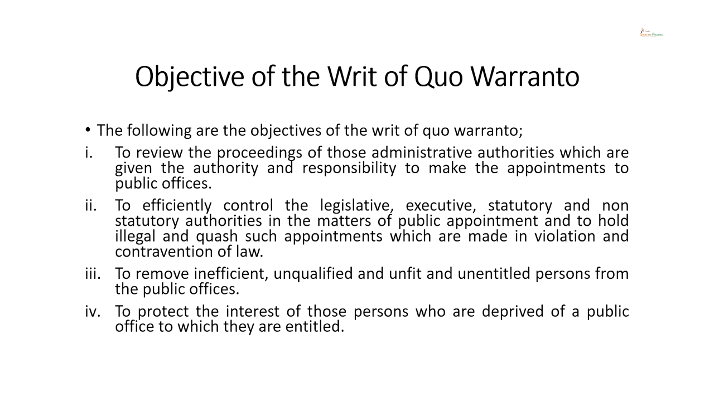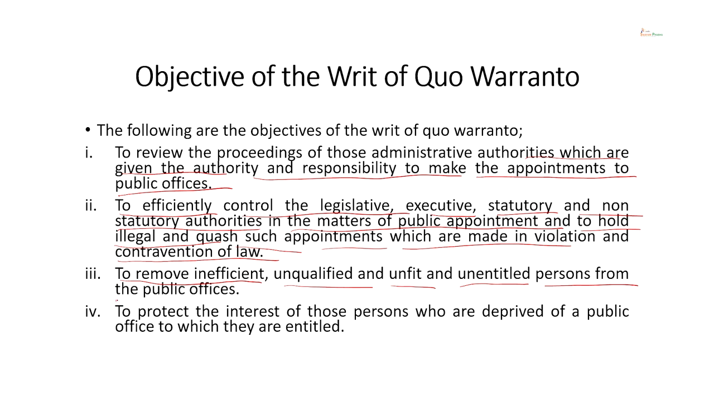Number one, to review the proceedings of those administrative authorities which are given the authority and responsibility to make appointments to public offices. Number two, to efficiently control the legislative, executive, statutory and non-statutory authorities in the matters of public appointments, and to hold illegal and quash such appointments which are made in violation and contravention of law. Number three, to remove inefficient, unqualified, unfit and unentitled persons from the public offices.